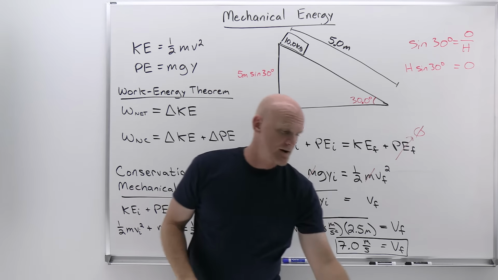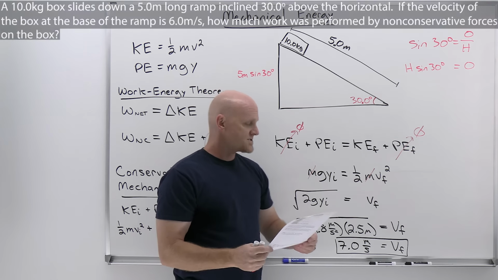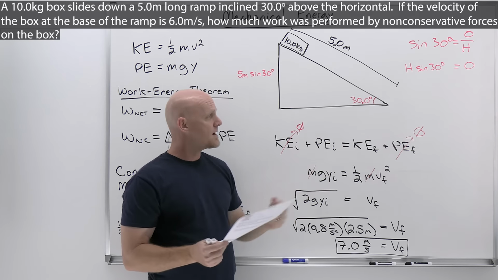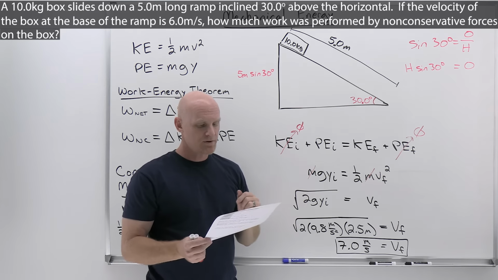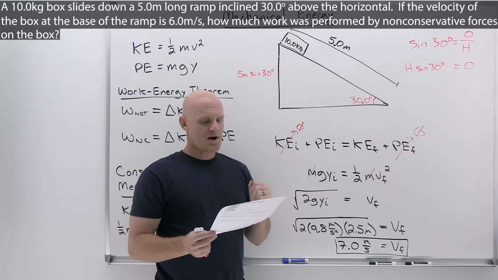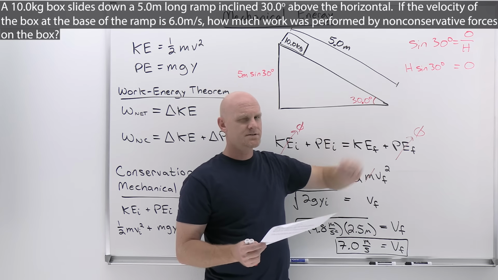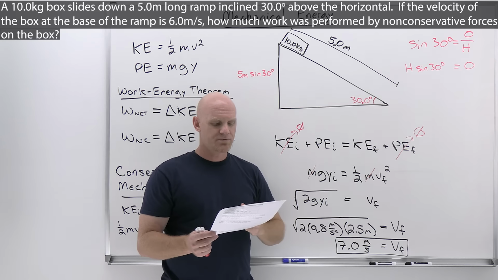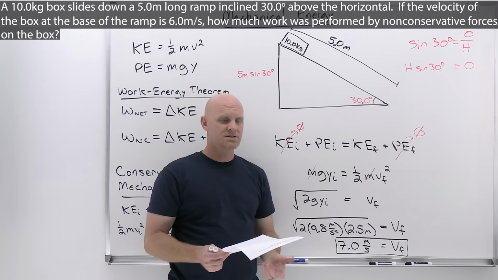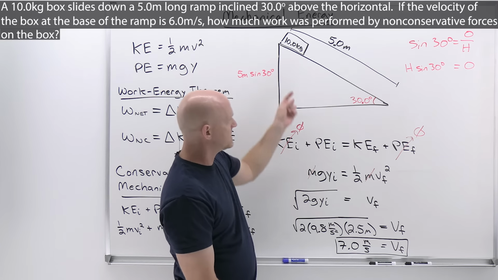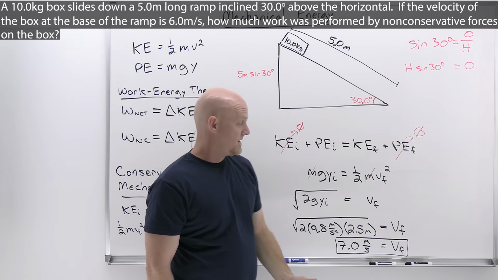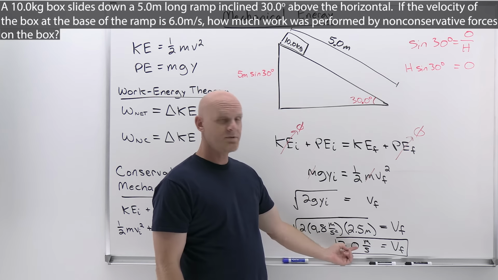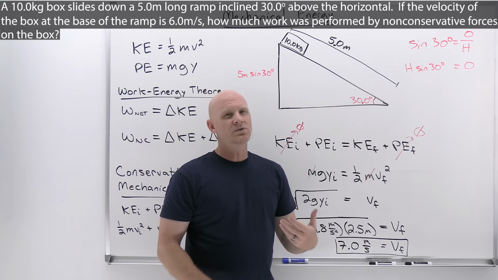Okay, so the next problem's a little bit related to this one. It starts off, a 10.0 kilogram box slides down a 5.0 meter long ramp, inclined 30.0 degrees above the horizontal. If the velocity of the box at the base of the ramp is 6.0 meters per second, not 7, 6.0 meters per second, how much work was performed by non-conservative forces on the box? So here's the deal. If mechanical energy is conserved, we just figured out it would be 7.0 meters per second. Well, now in this next example, it's only 6.